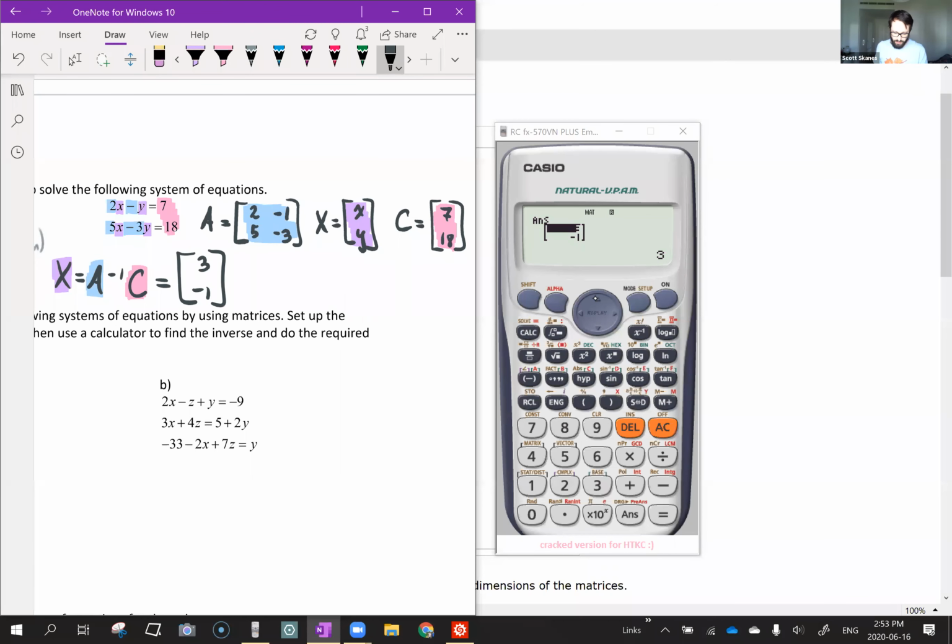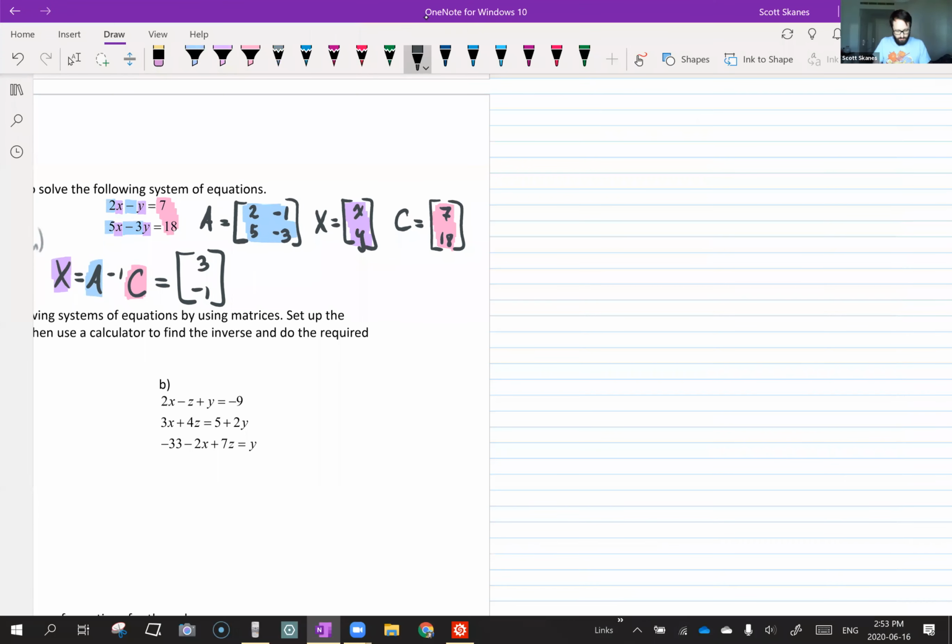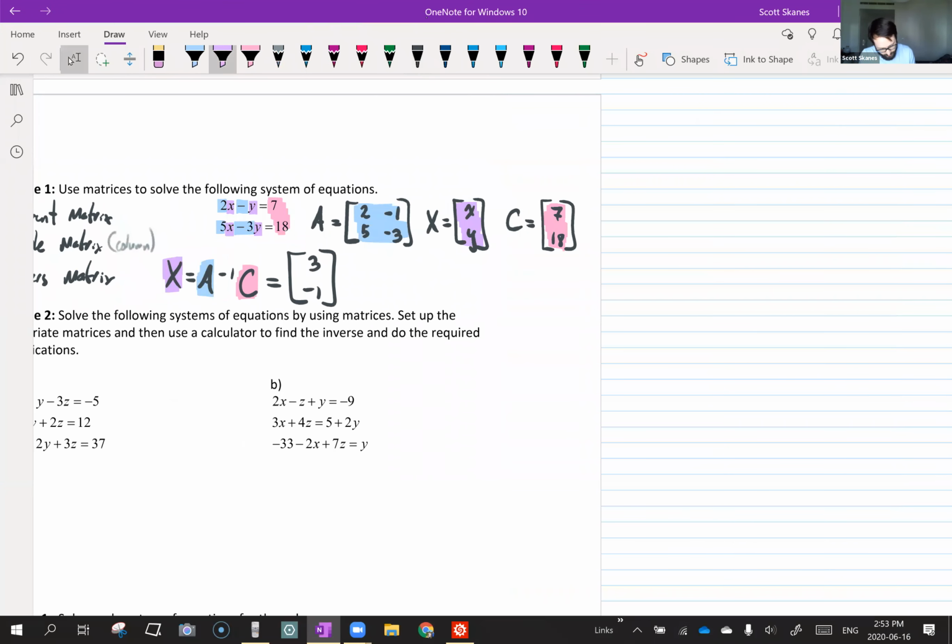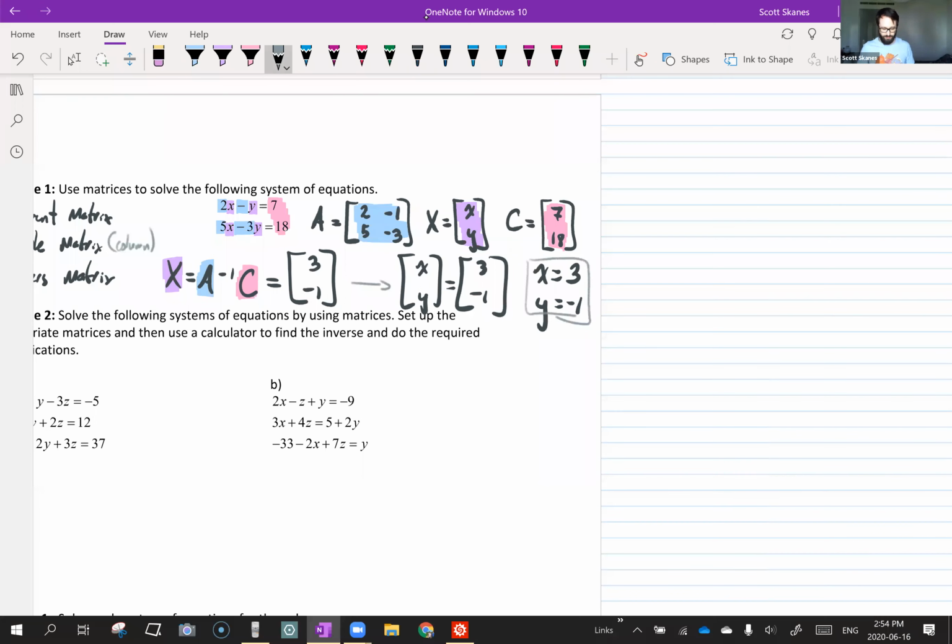And the reason that that's our answer is if you look at this carefully, it says our matrix X is this. So let me be more clear. If X and Y are equal to 3 and -1, it means that X must be 3 and Y must be -1. And that's our final answer.